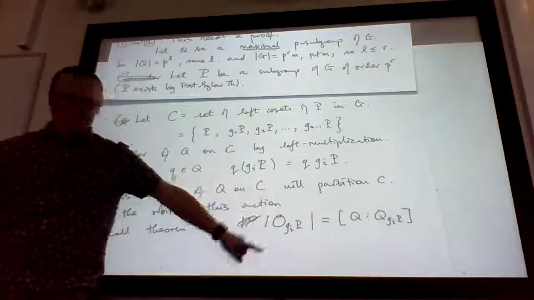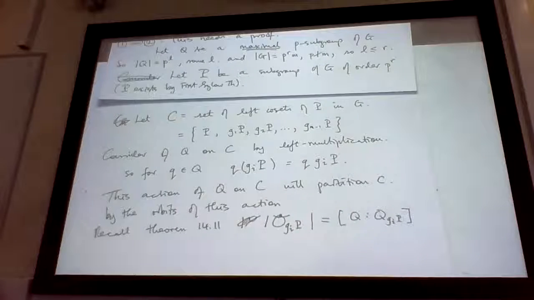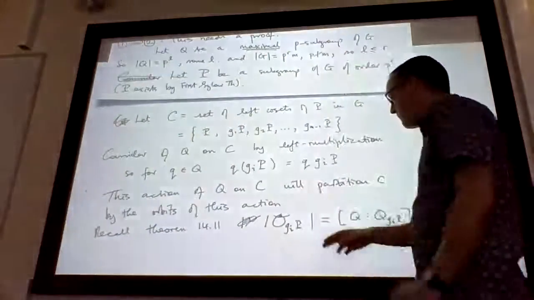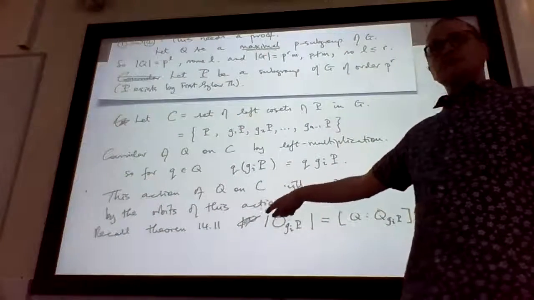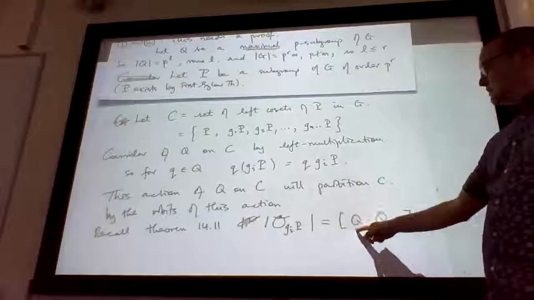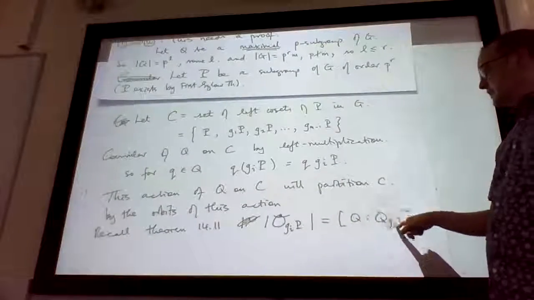Size of an orbit, so this is my script O for orbit. The orbit's partition C. The orbit-stabilizer theorem tells us the size of an orbit is an index: the index in the group doing the acting by the stabilizer of that element.